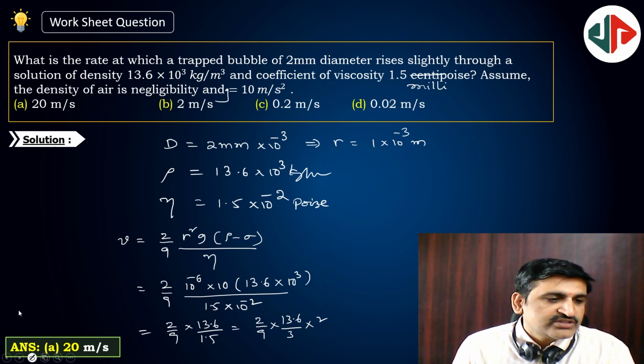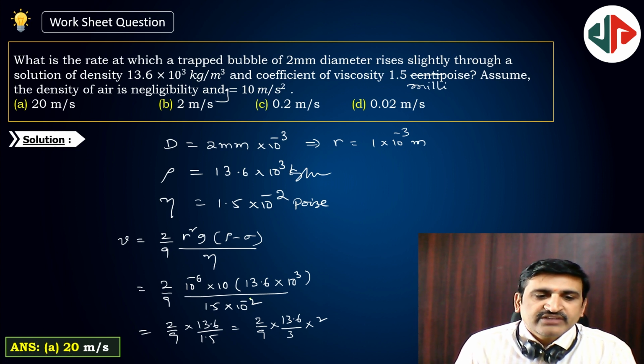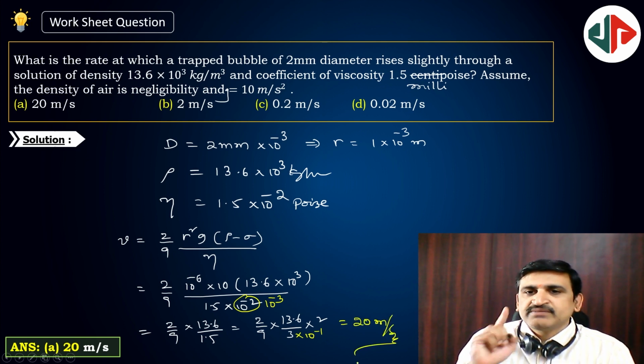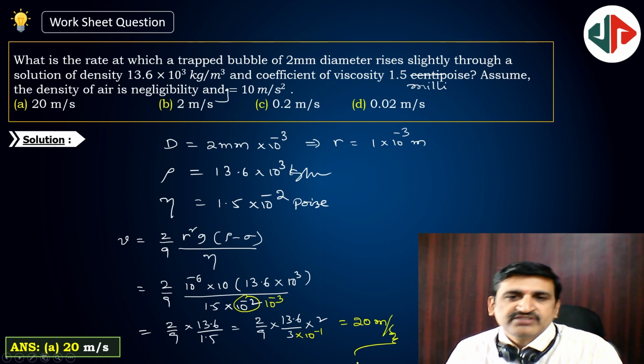So we shouldn't learn wrong things, we should learn correct things only. If it is so, then this will become 10 to the power of minus 3 and obviously one more 10 to the power of minus 1 will be there, that is equal to 20 millimeter per second. So if it is millipoise, that will be true. If it is centipoise, only 2 will come. Okay, next.